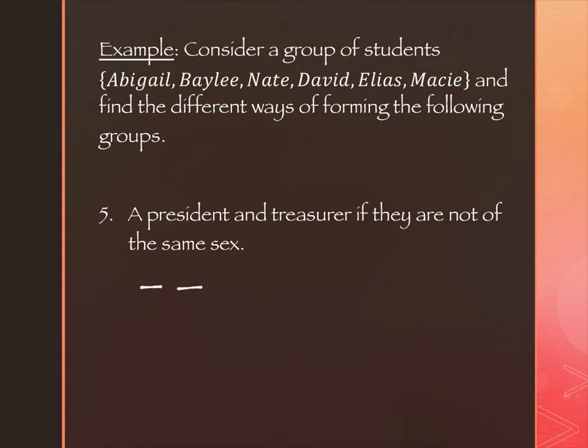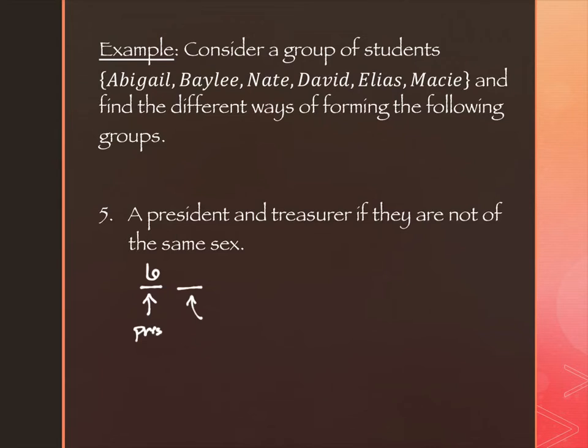All of them. There are 6. We have 6 different presidents, right? This is my president role. After I've picked a president, though, they can't all be the treasurer. In fact, none of them can be, right? If I didn't have this condition about the same sex and it could just be anybody, I would have 6 and then 5, because all 5 people would be viable options for the second choice. But that's not the case on this one.